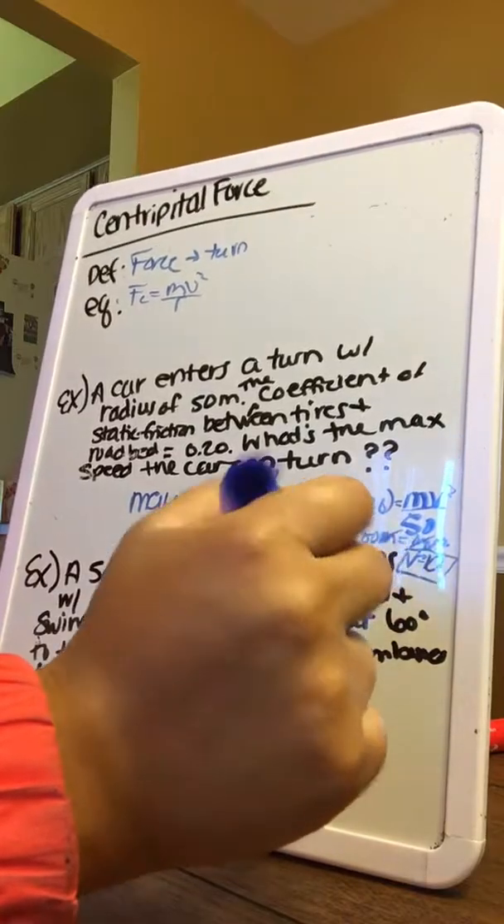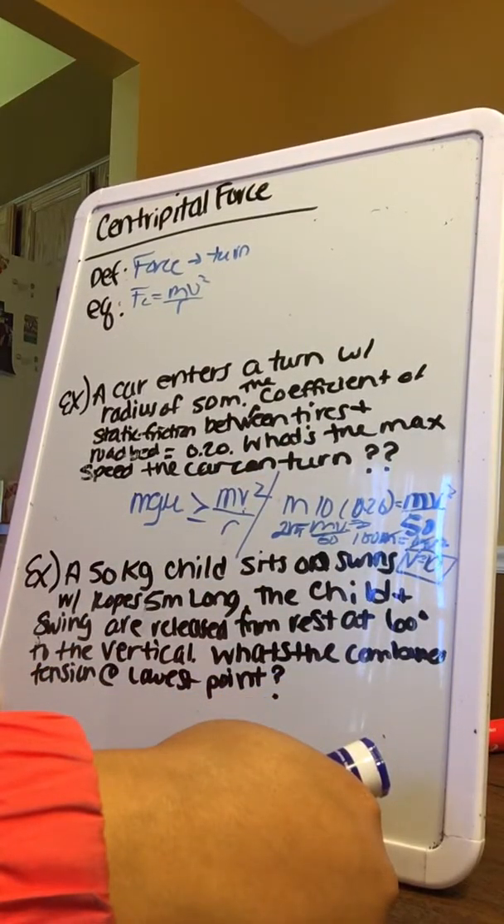So the max velocity, or the max speed the car can turn, is 10 meters per second.